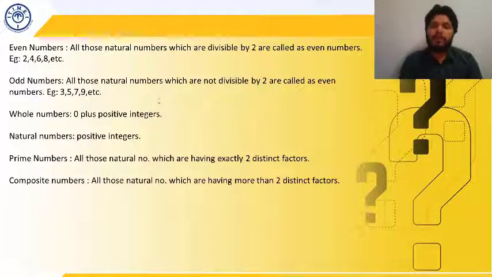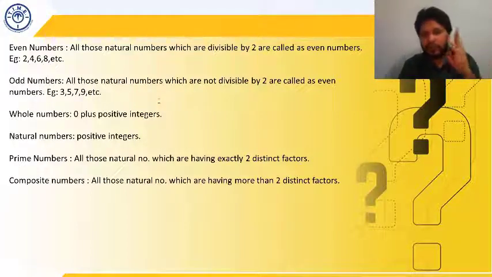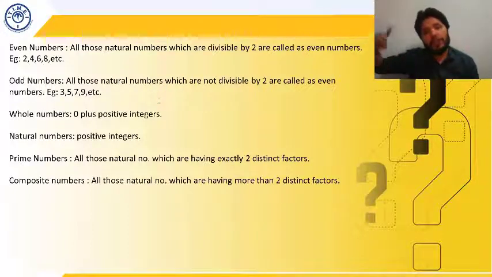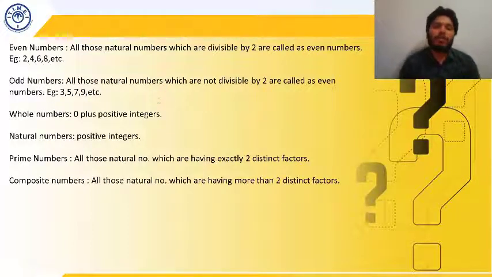So how many factors of 4 are there? 1, 2 and 4. So 3 factors of 4 are there. So all those natural numbers which have more than two distinct factors are called composite numbers. So 4 is a composite number.